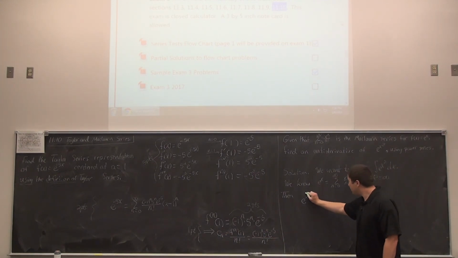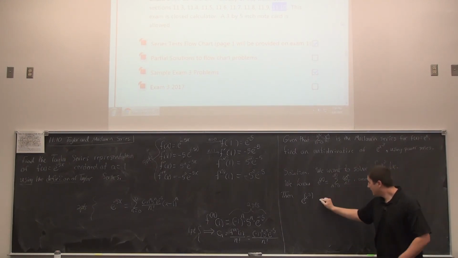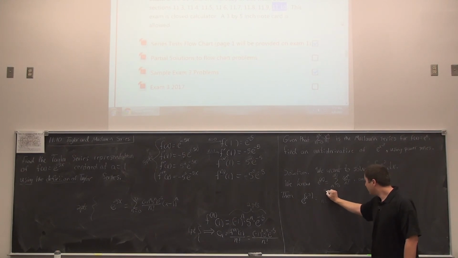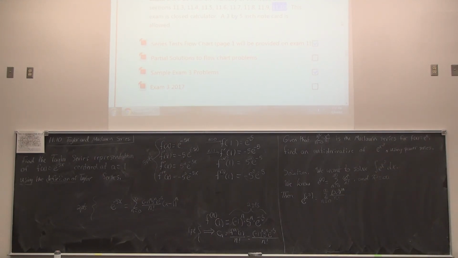The x cubed is now playing the role of this x right here. It would be equal to the summation as n goes from 0 to infinity of x cubed to the power of n divided by n factorial. So all I've done is I've used a known Maclaurin series for e to the x.